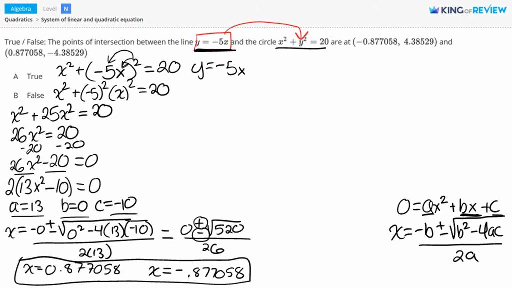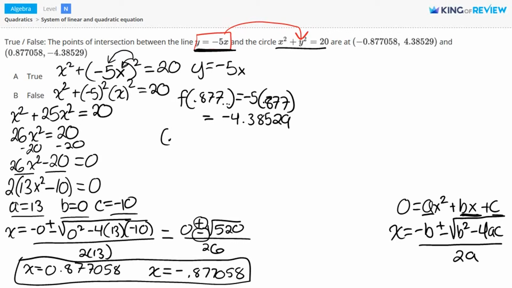So plugging in our first x value, 0.877, and the number goes on, y equals negative 5 times 0.877, and this equals negative 4.38529. So we have a point of intersection at 0.877058, negative 4.38529. This is our first point of intersection.